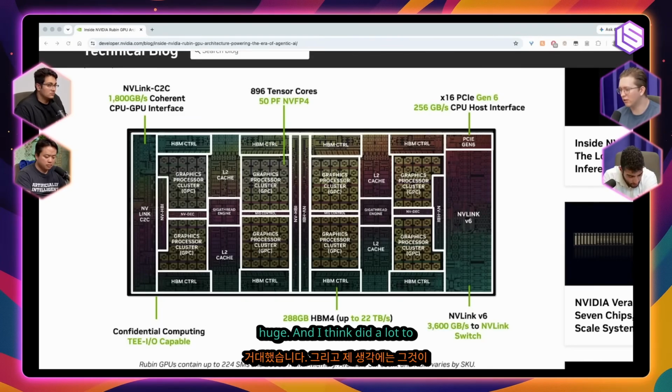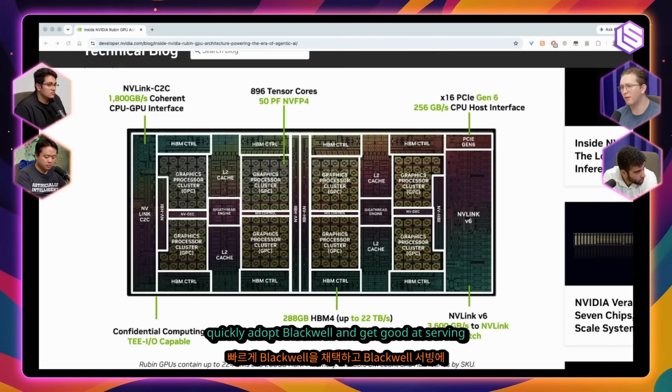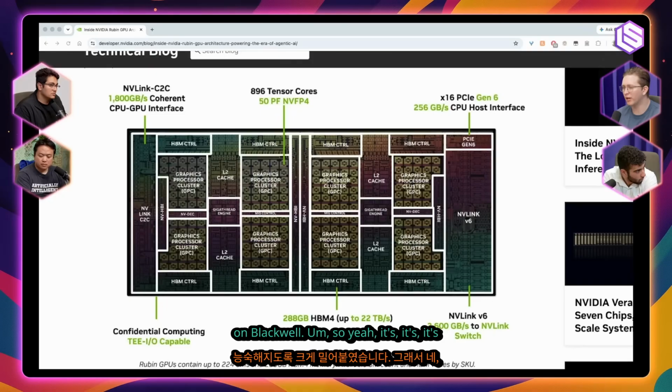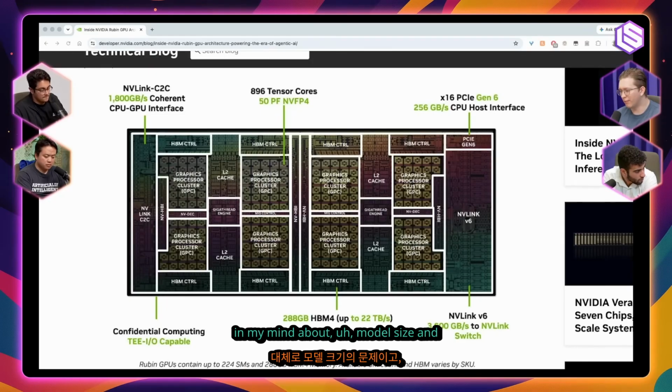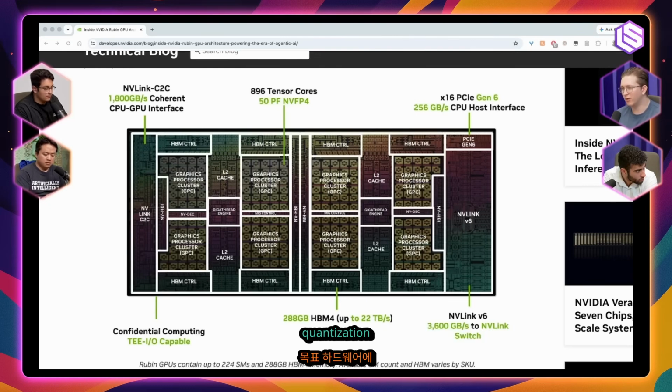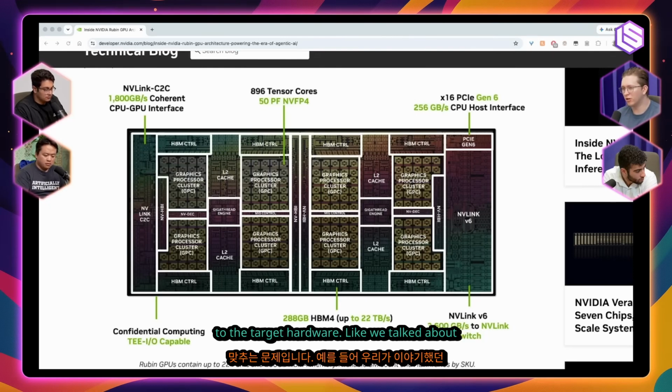And I think that did a lot to push us to really quickly adopt Blackwell and get good at serving on Blackwell. So yeah, it's mostly in my mind about model size and then about matching the architecture and the native quantization to the target hardware, like we talked about with all Nemotron models of NVFP4, for example.